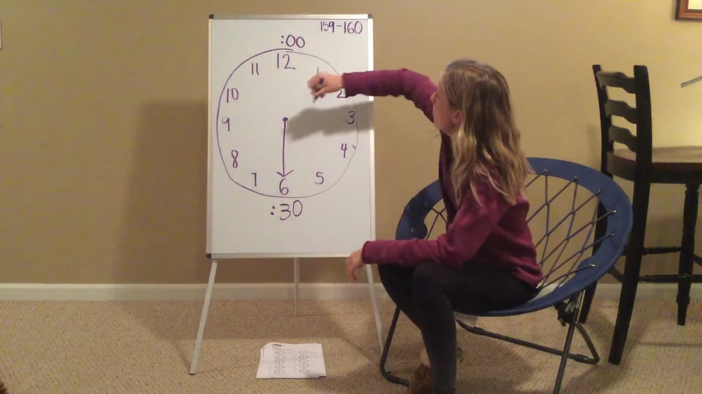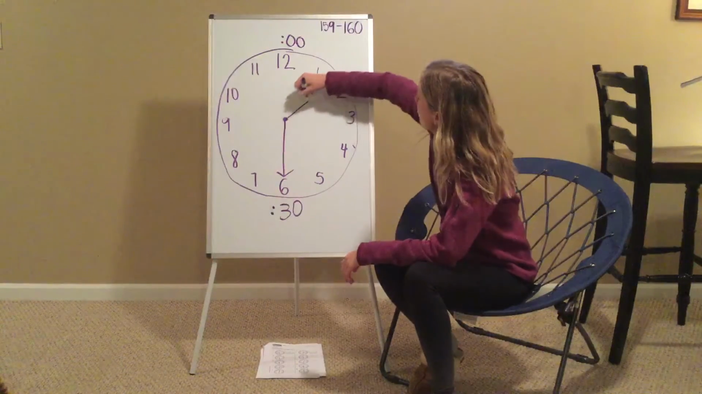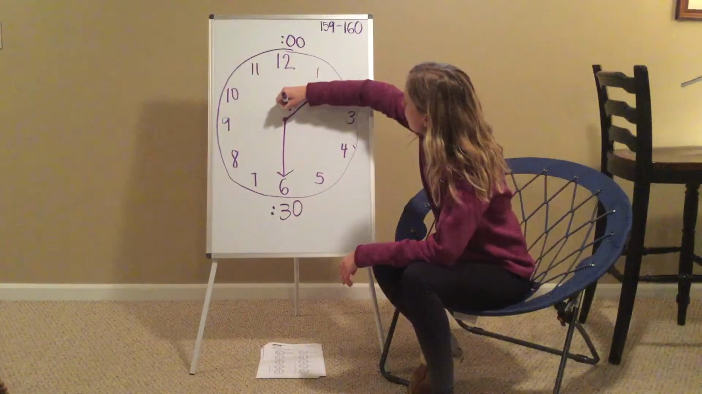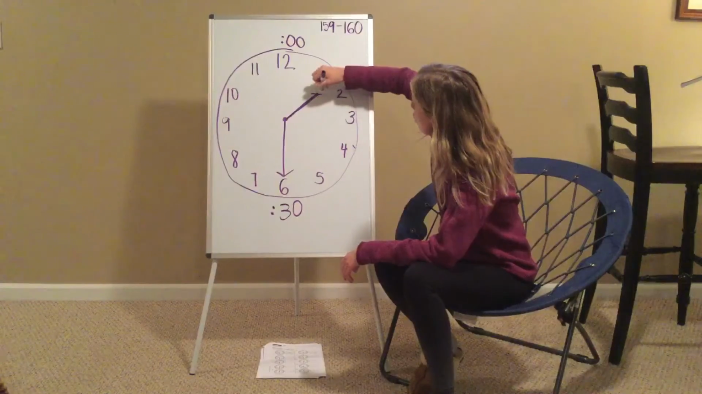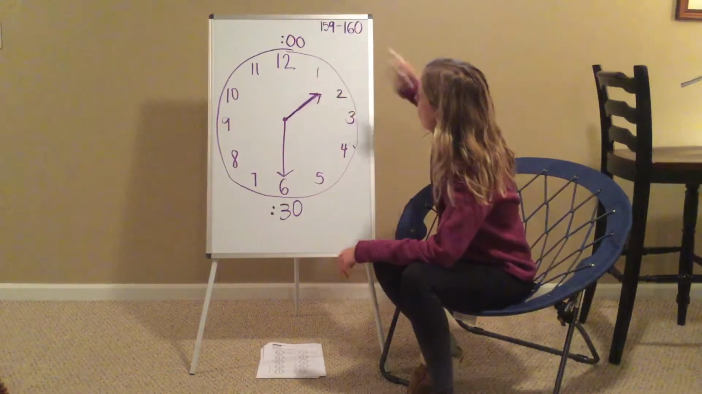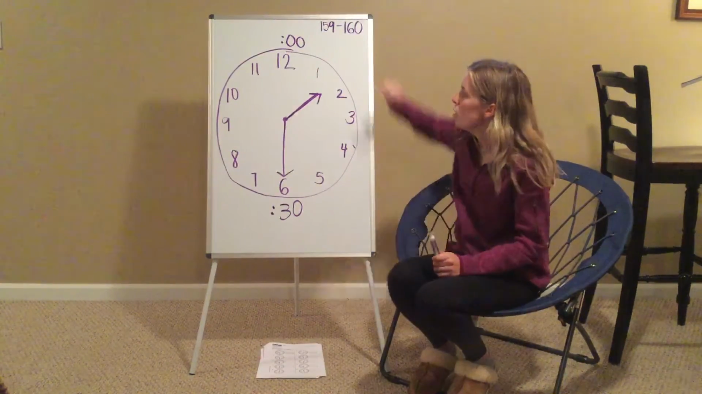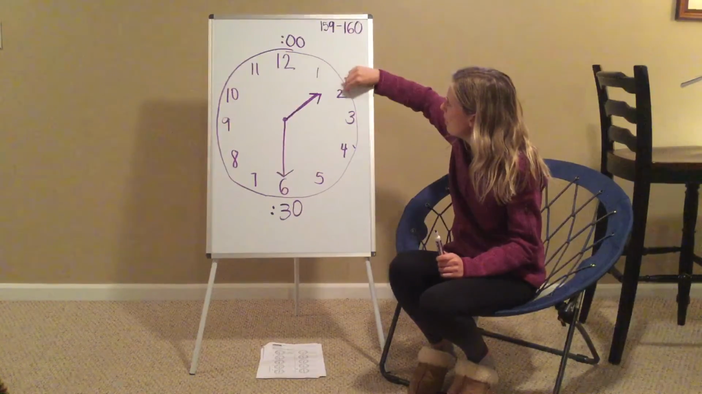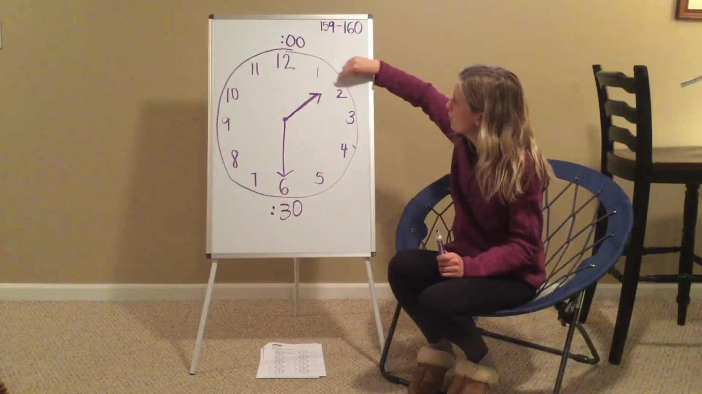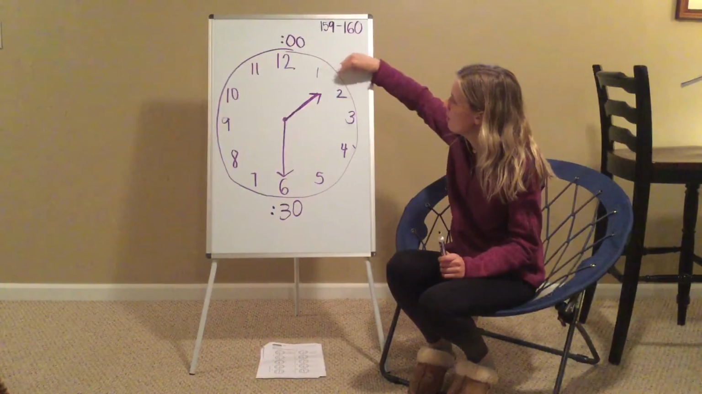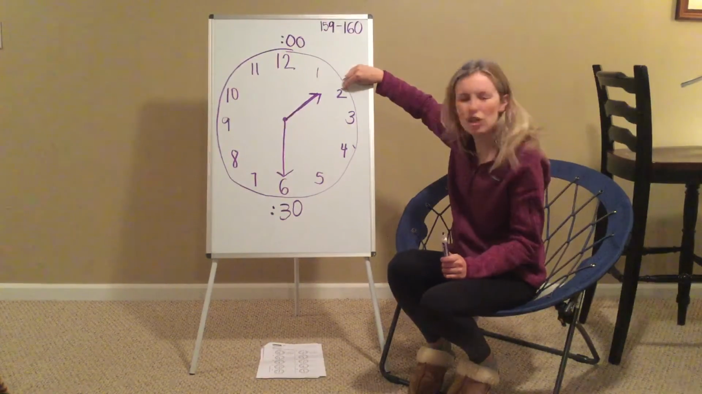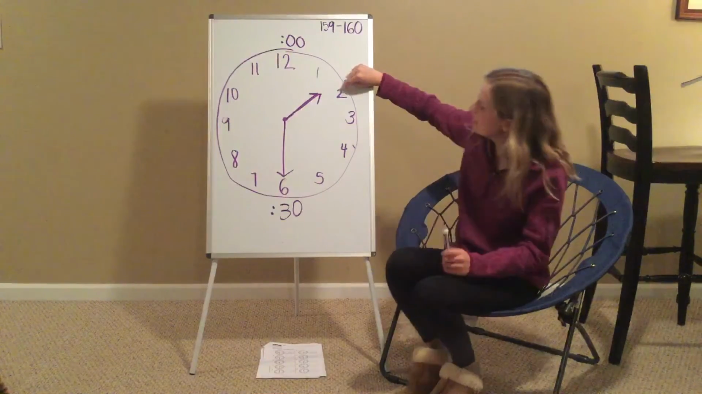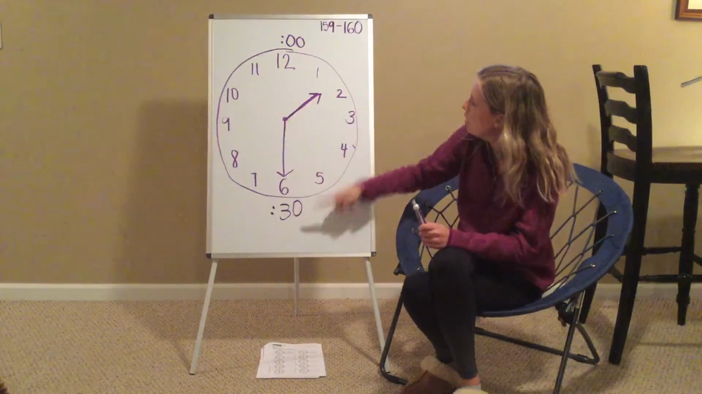So I'm going to start by, this time, making it a thicker, shorter one. Okay. Do you see how the hour hand is in between the 1 and the 2? It's in between. Now, which number am I going to pick? Is it 1:30 or 2:30?